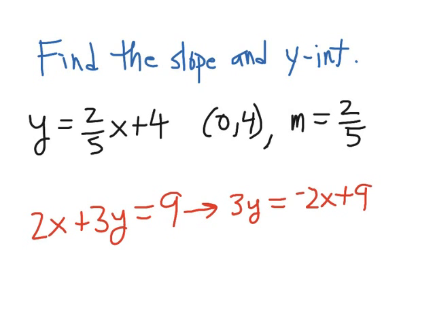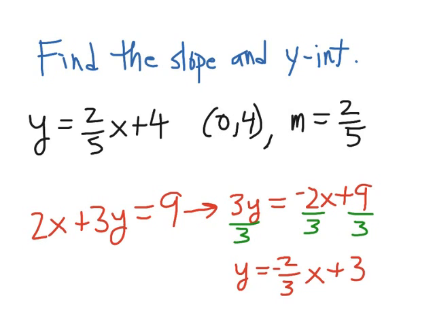Subtract the 2x on both sides. And then, of course, we divide everything by 3. We end up with y equals negative 2/3 x plus 3. Alright, so now we have our y all by itself. Now I can tell you the intercept is (0, 3), and the slope is negative 2/3.